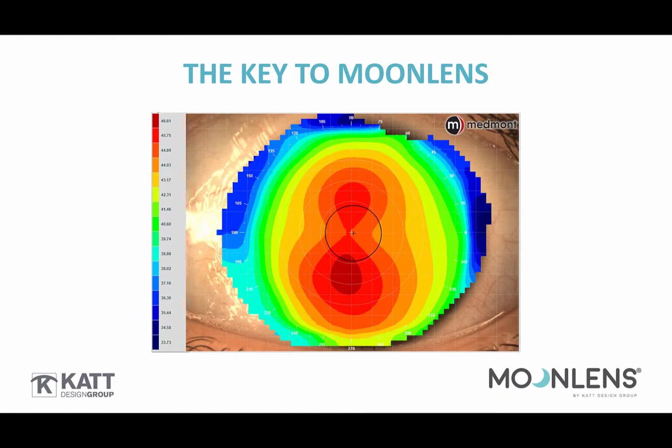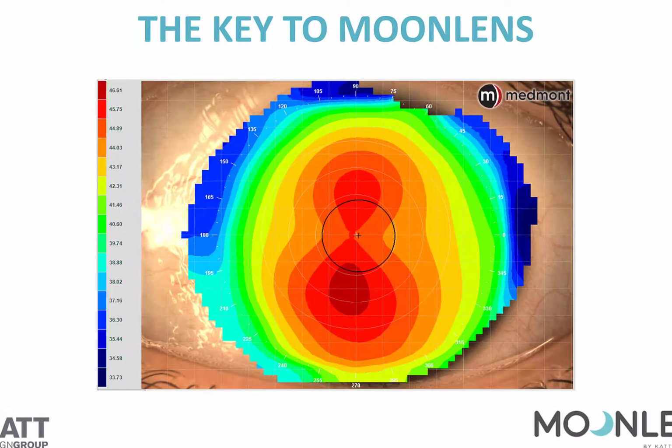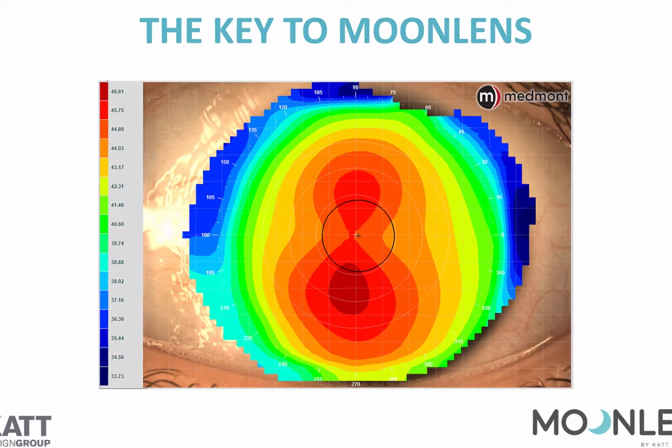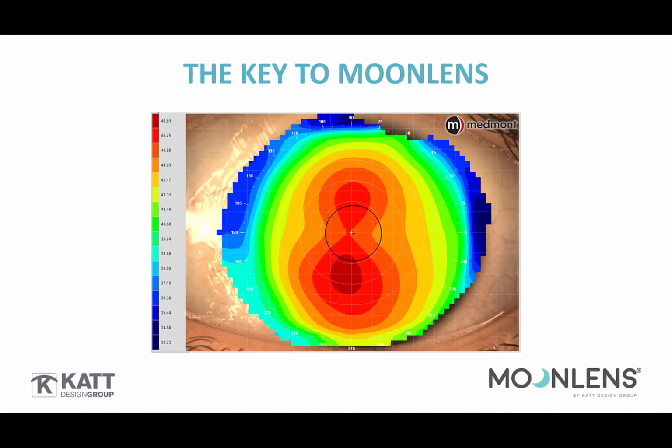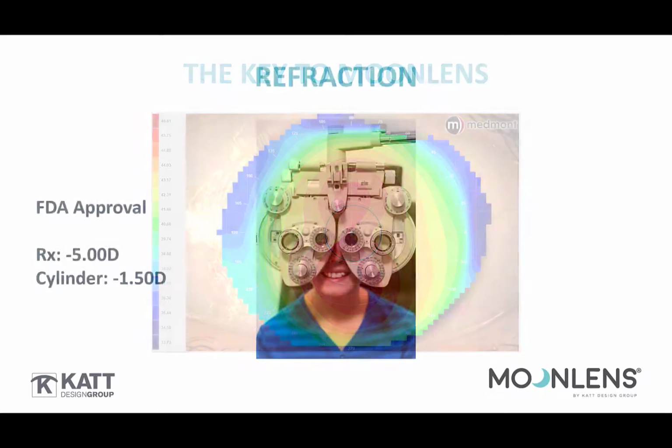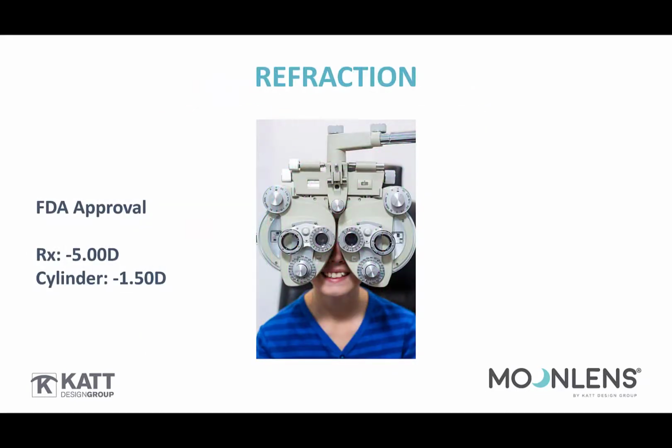The key to first fit success in the MoonLens and any ortho-K lens is quality topography. The better the map, the more accurate the initial outcome. Time invested in acquiring ideal pre-fitting topographies will avoid poor results and wasted chair time. Of course, any contact lens starts with the eye health check and the collection of the refraction.